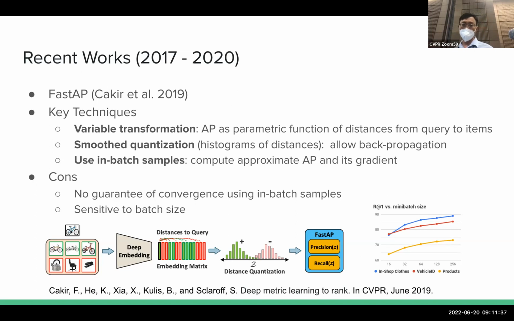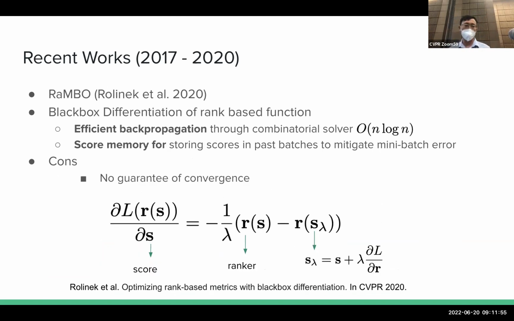The con is that there's no convergence guarantee when using mini-batch examples, and also their experiments show that it's very, very sensitive to the batch size. If you have a small batch size, you may suffer from large optimization error, as shown in the right figure here. And in 2020, Rolínek et al. proposed another approach called Rainbow. Basically, this approach is based on black box differentiation of rank-based functions. This is inspired by earlier work that computes the gradient of a loss function in terms of combinatorial objects. Here they directly consider optimizing the AP loss, which is denoted by L.